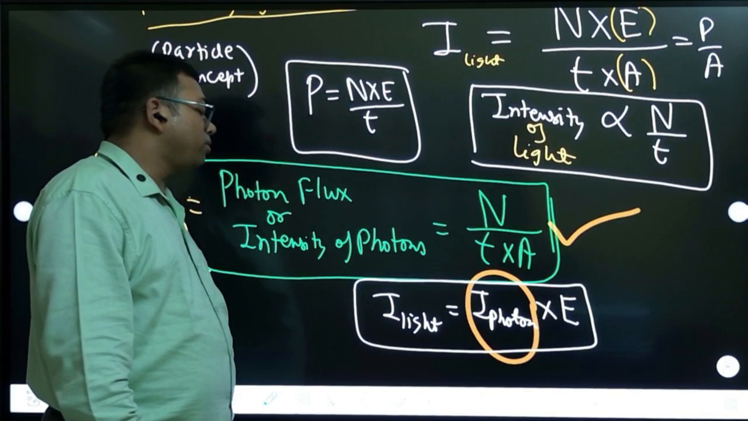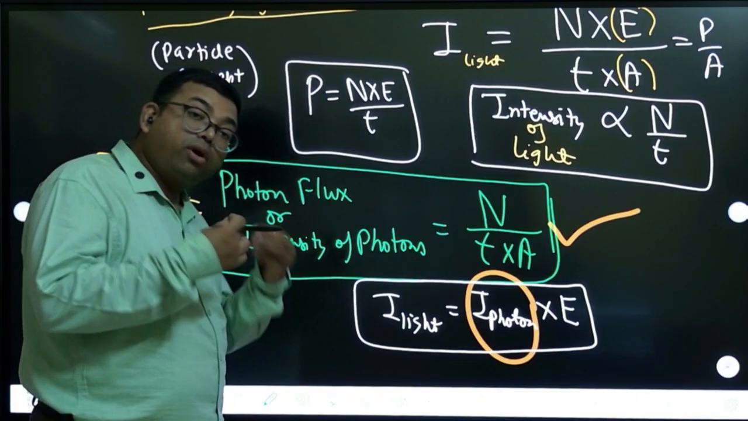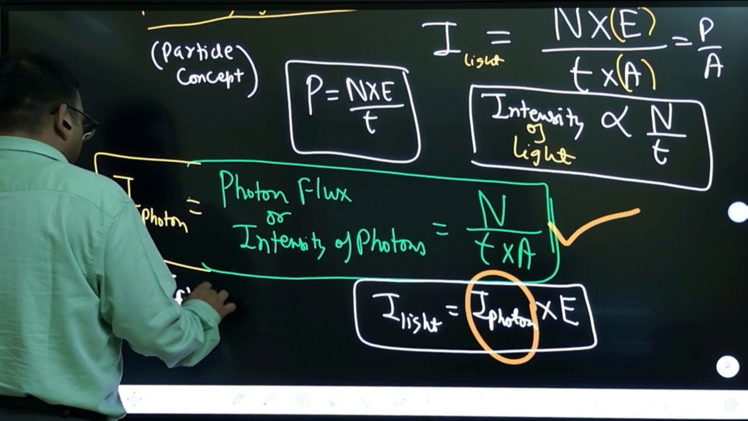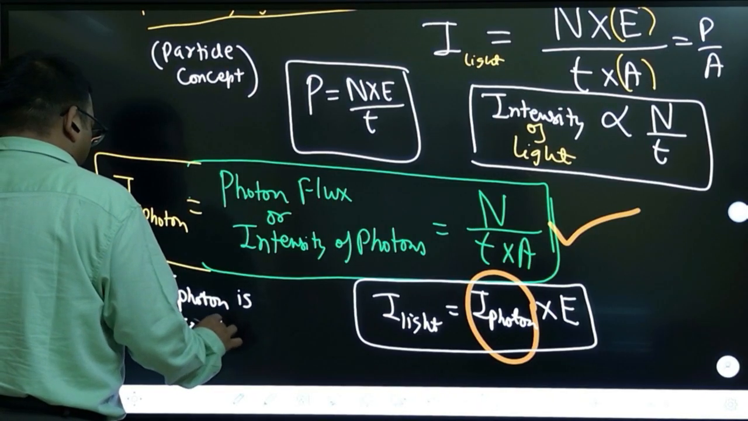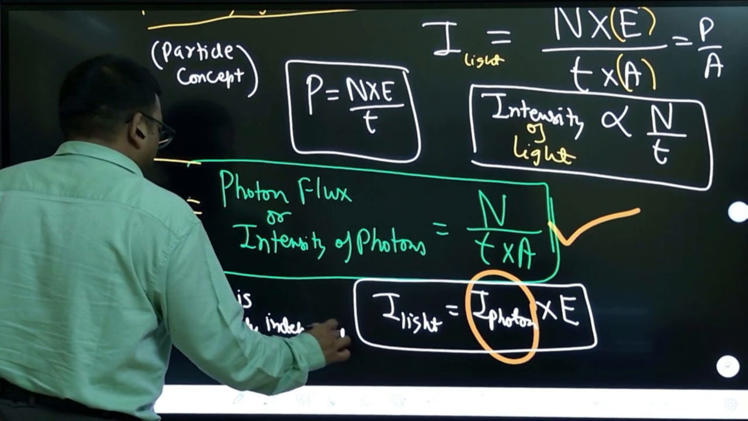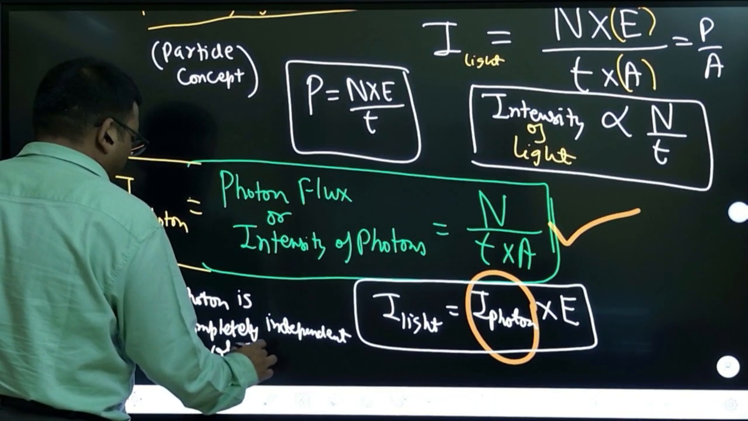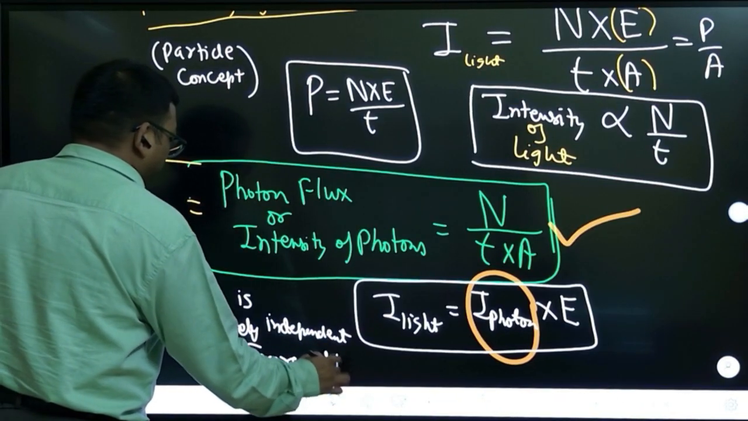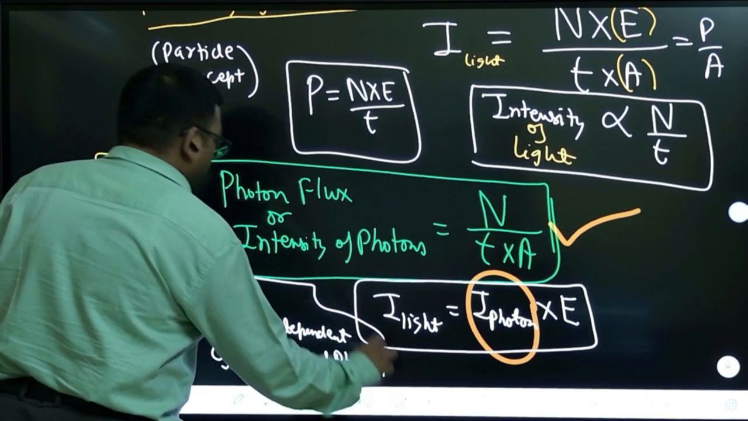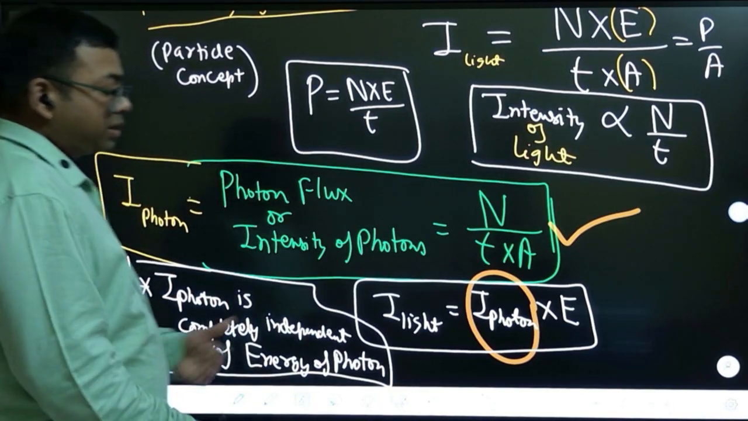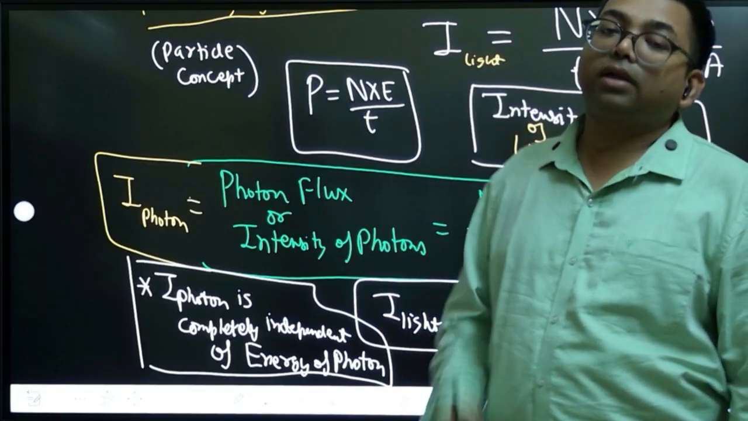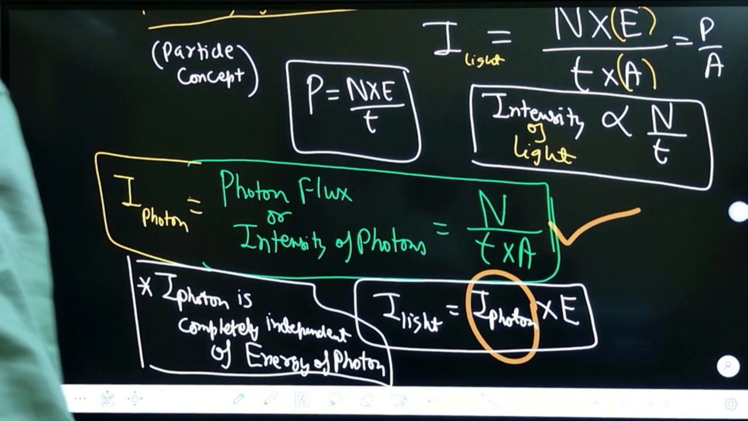It is not related to energy. It is not at all related to energy. This is the main idea here. So intensity of photon is completely independent of the energy of the photon. This is the particle definition. Generally in the wave definition we have the concept of energy, but in the particle definition of intensity we do not have the concept of energy. That's the main idea behind it.